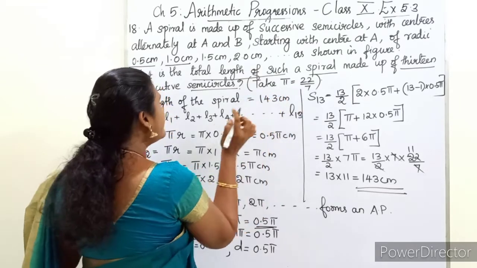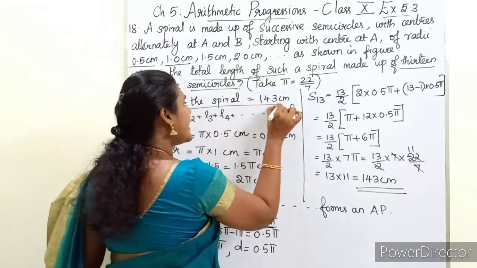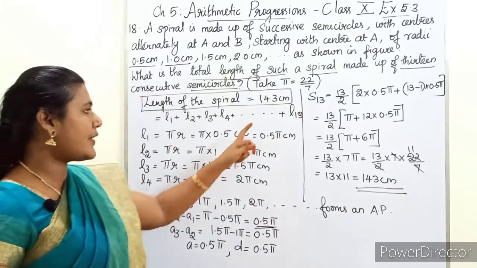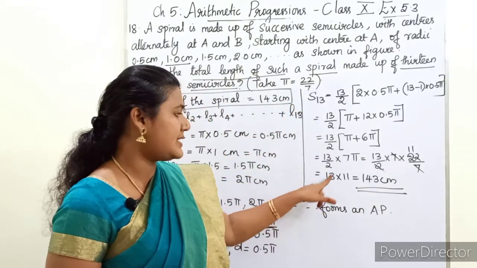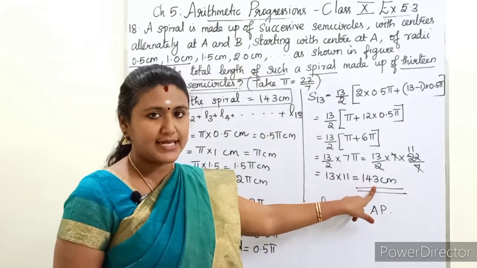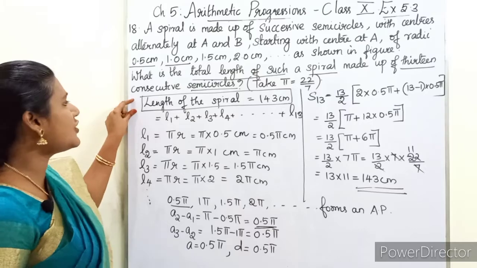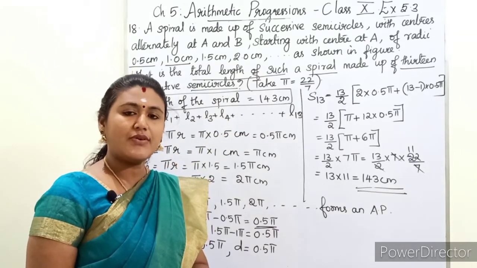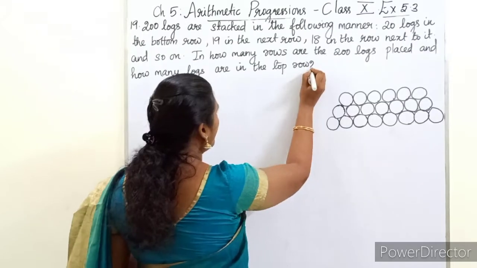So the length of the spiral is nothing but the length of all these 13 semicircles. We already got the sum of 13 semicircles as 143 centimeter. So the length of the spiral is equal to 143 centimeter. Now we will see the next question.